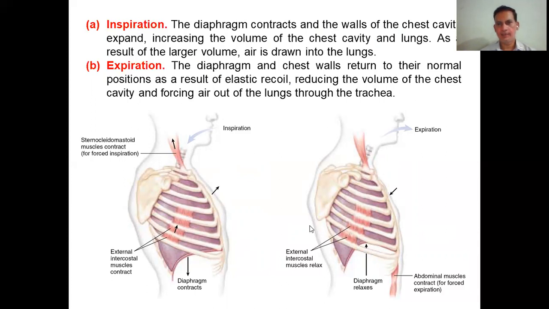In expiration, the diaphragm relaxes. The intercostal muscles also relax. So that leads to a reduction in the volume of the thoracic region, and the gases will be expired.